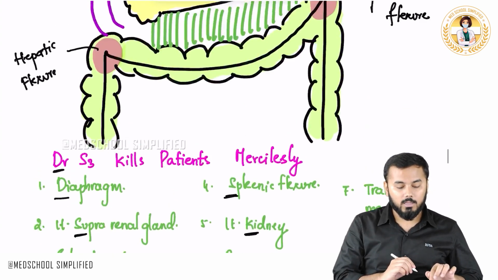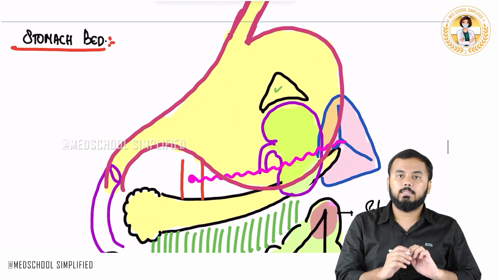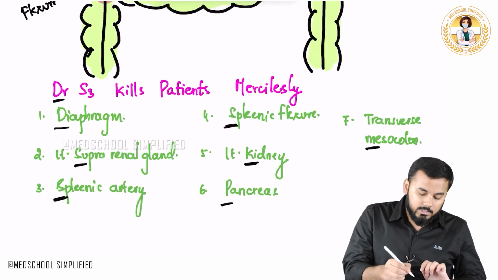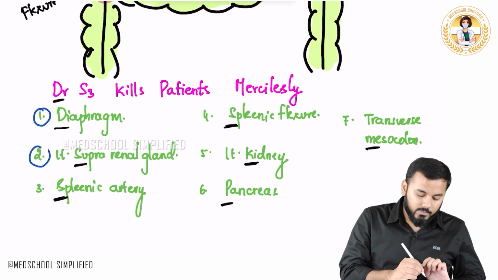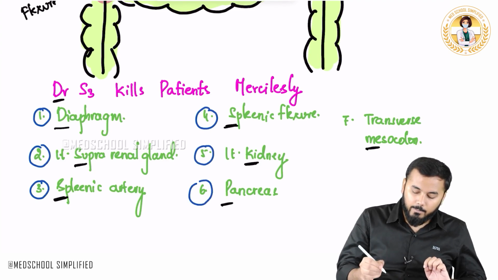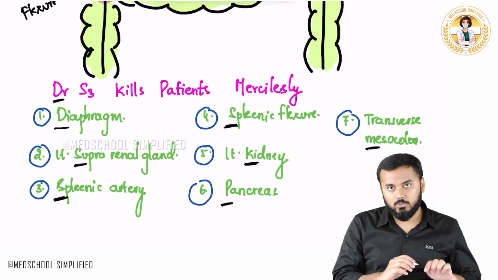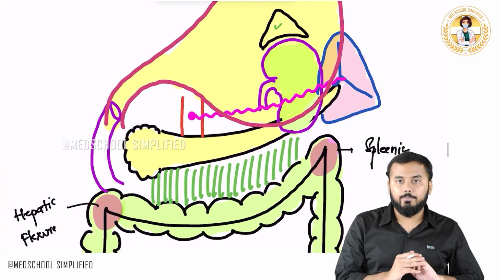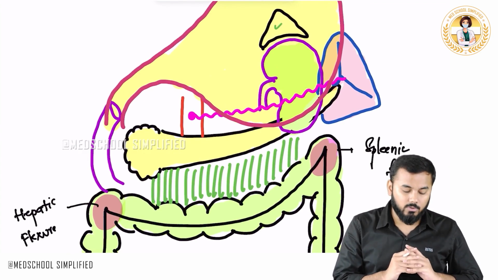So these are all the structures that are located under the stomach bed, right? So once again, what are the structures? We have the diaphragm, left suprarenal gland, splenic artery and splenic flexure, left kidney, pancreas, as well as the transverse mesocolon. These are the structures you have to know which are located under the stomach bed, right? So this is all the important things which you need to know regarding the stomach bed.